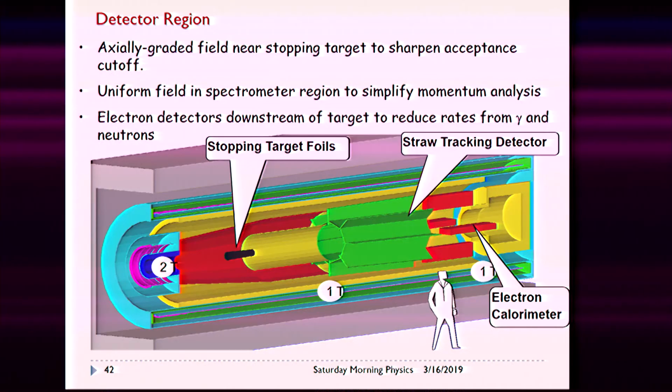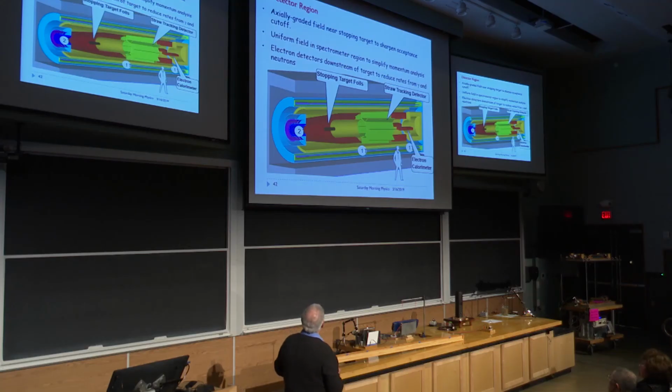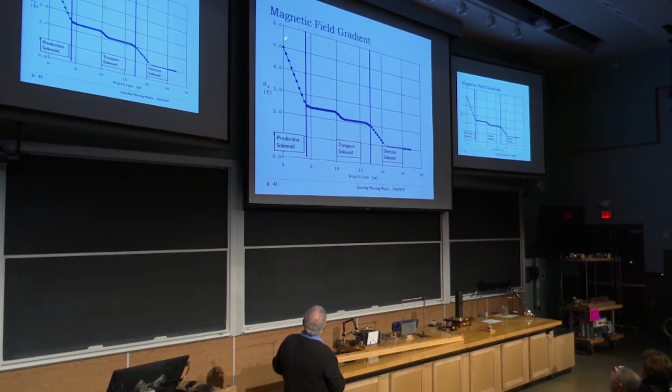Muons come in, hit this stopping target. Then we have to stop any other particles from coming in because we want to look for these electrons popping out. This is the magnetic field during this whole process, the production solenoid with its steep gradient, so that when the pions are made, they get reflected back down, go down this way. Here's where the muons come along, go into the detector.